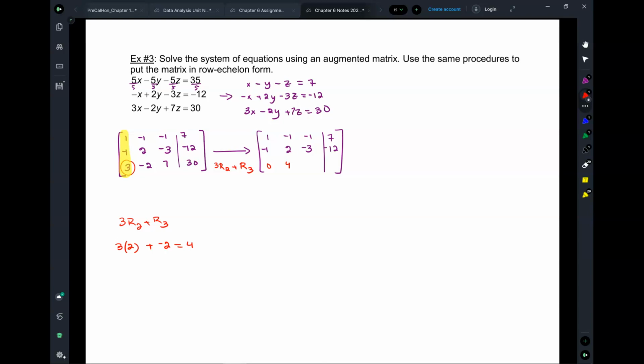Okay, now we're on to this column. 3 times this plus 7, negative 9 plus 7 is negative 2.